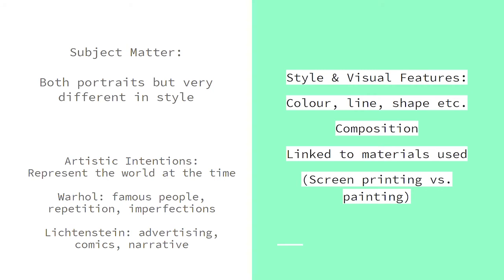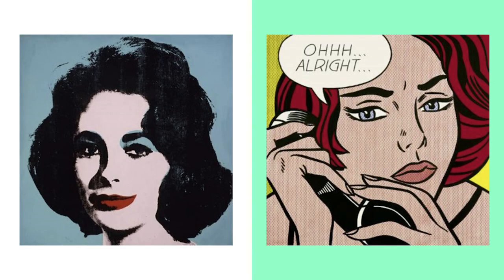So looking at the different materials that they've used helps us to understand the way that their style is, and by looking at the style and the subject matter, we understand what the artists are trying to represent here. So Andy Warhol and Roy Lichtenstein were both interested in changing the way people understood portraiture. So looking at these two artworks together, the choices that they make really, really change the outcome of the artworks and really change the way that they are understood and they are read by people.